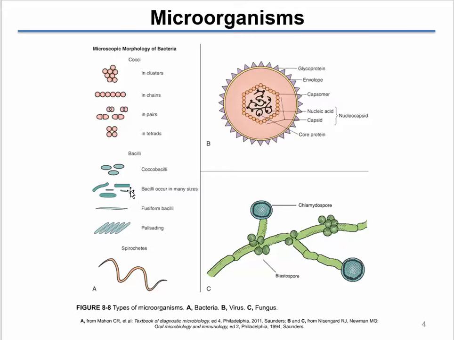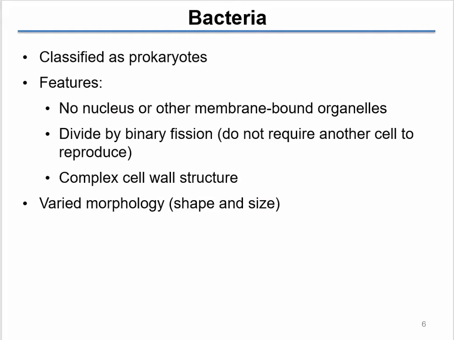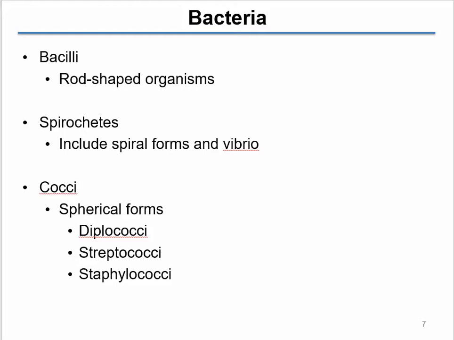They can be rods. They can be fusiform. They can line up like a fence. That's a palisade. Another form that they take is spirochetes. Syphilis, Lyme disease, etc., are spirochetes. They are kind of corkscrew shaped. So the bacilli are rod shaped, spirochetes are spiral, and the cocci are spheres: diplo, strepto, staphylococci.